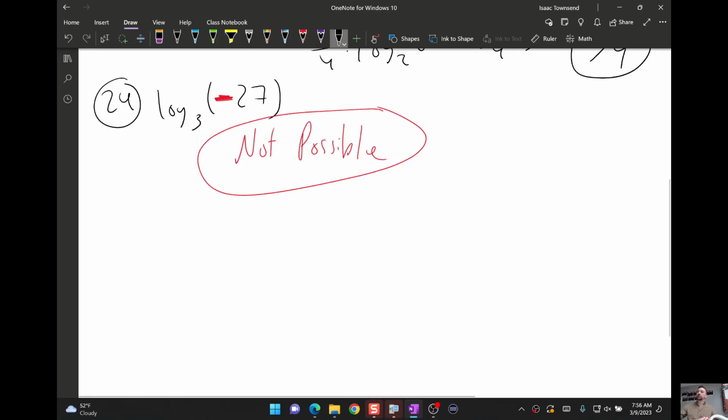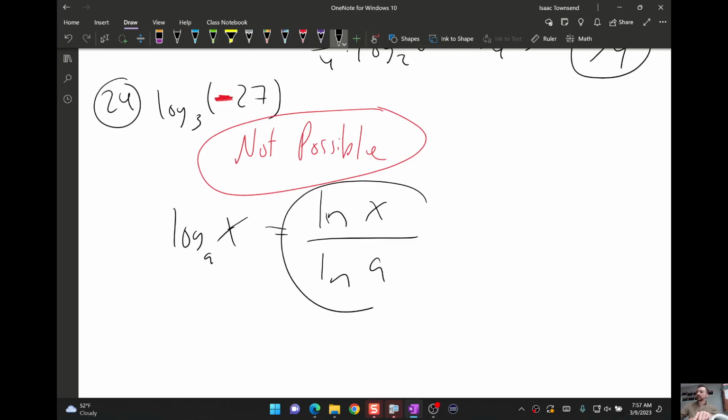Others 1 through 24? What's number 2? If you want to change this with change of base with base e, when they say base e, they mean use change of base with the natural logs. And so that would be like this.